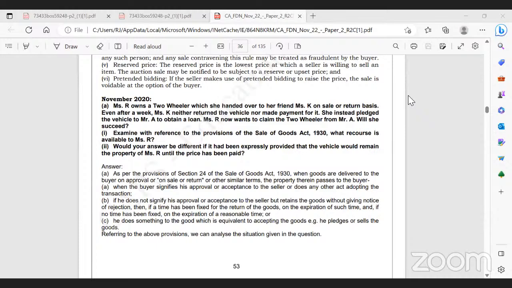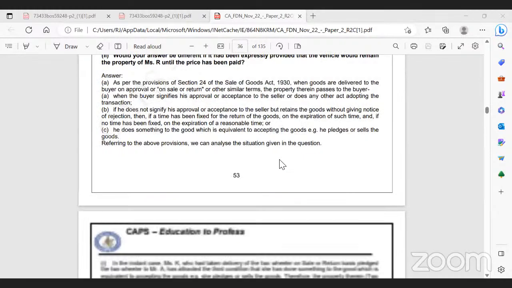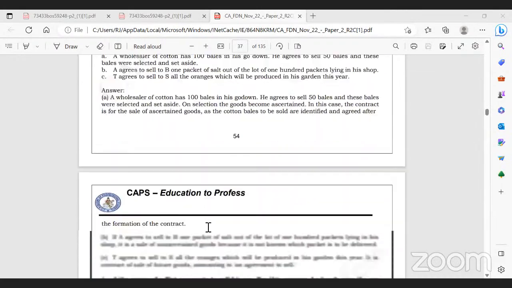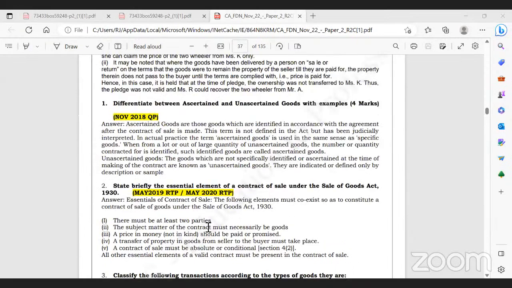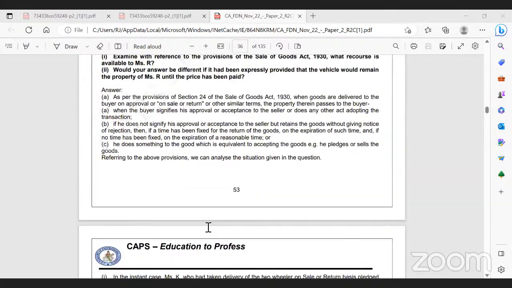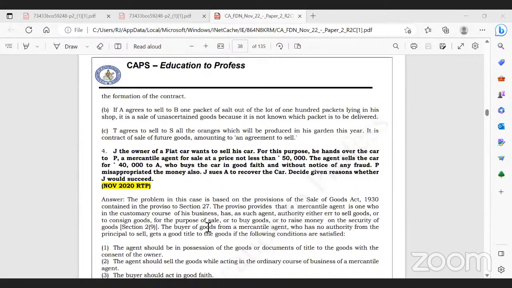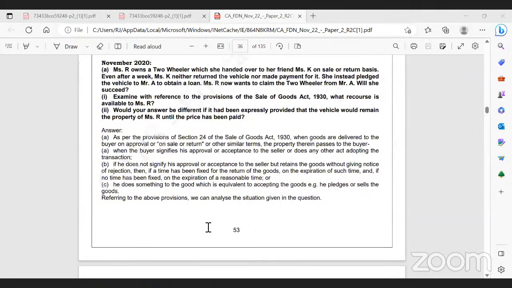Now, once the goods pass from the seller to the buyer, who's the owner of the goods now? Ms. K. So when she pledges it with A, now the goods are the property of K. So R cannot recover the bike from A. She can only file a case for the price against K. Understood? Yes, sir. However, if it would have been mentioned clearly that the property in the goods will remain with the seller on sale or return or cash basis, in that case, the property would have still been in the name of R and she could have recovered the property from A. But since it was not mentioned, therefore, now she cannot recover the property from A. Yeah. Got it or no? Yes. Yeah. Next.